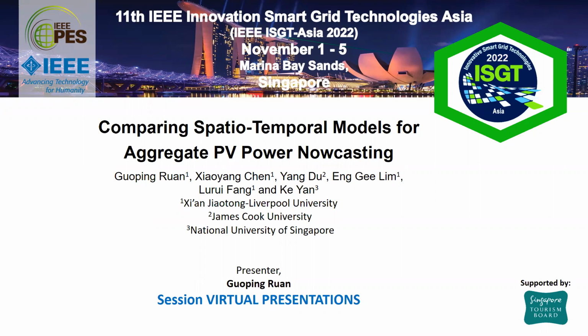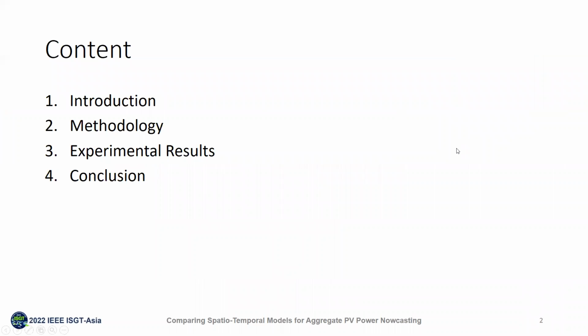Today I'm going to give you a presentation on our research, which is called Comparing Spatial-Temporal Models for Aggregate PV Power Nowcasting. I have divided this presentation into 4 parts. Firstly, I will give an introduction of our research. Then I will show you the methodology we have used. After that, the experimental results will be delivered to you. Finally, there is a conclusion for our research.